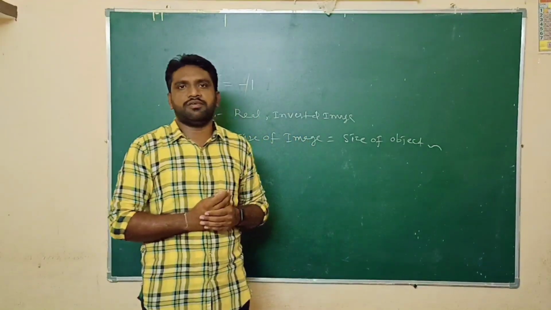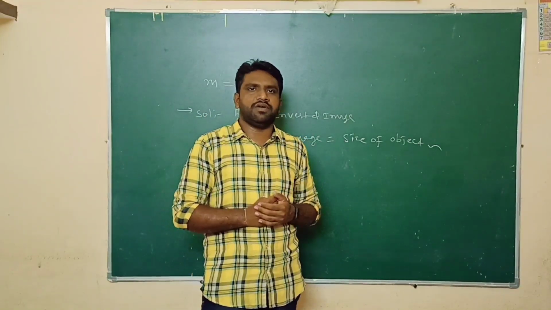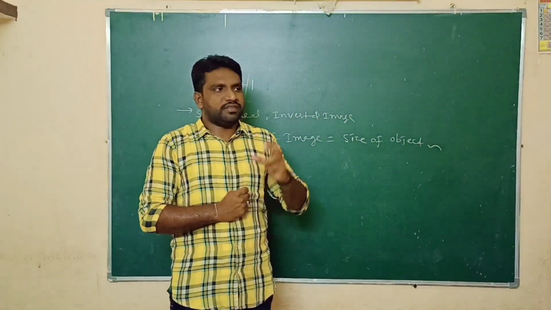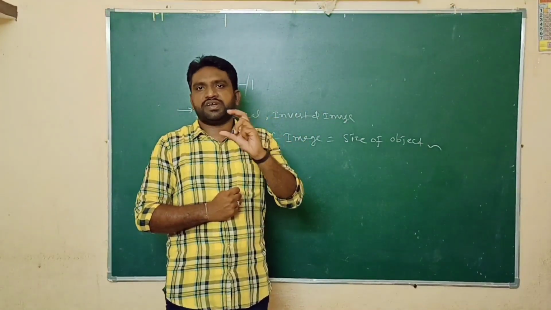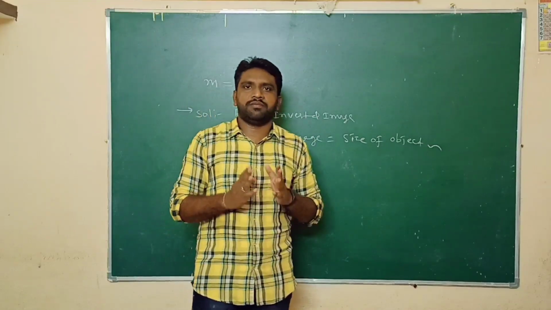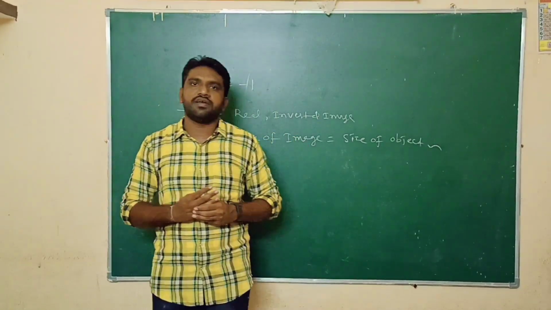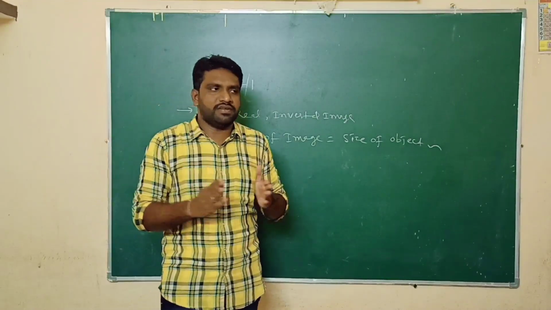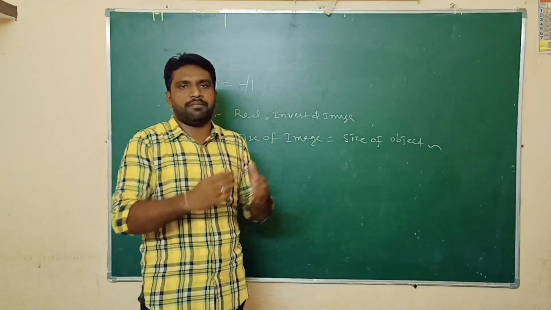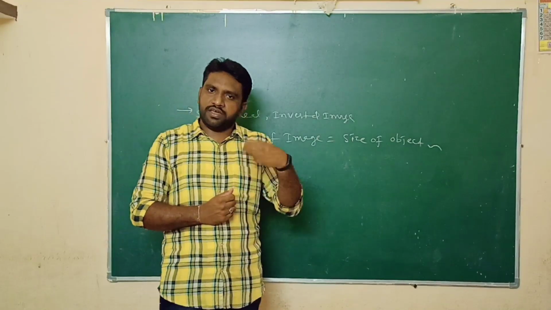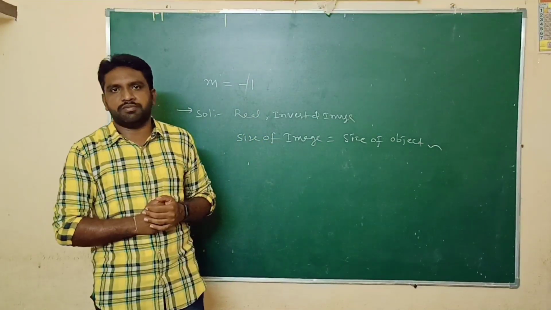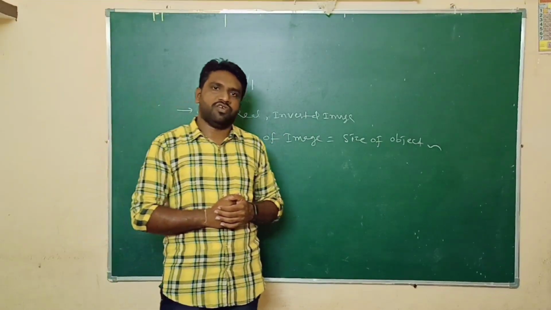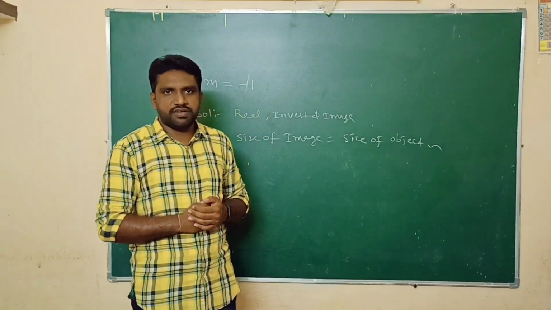When do we get a real image? Very simple. Everyone watches movies. That is nothing but a real image. The image formed on a projector screen is the best example for a real image. And what is the best example for a virtual image? We see our appearance in the plane mirror. So the image formed by a plane mirror is the best example for a virtual image. So these are the differences between real image and virtual image. And one more question is also there.